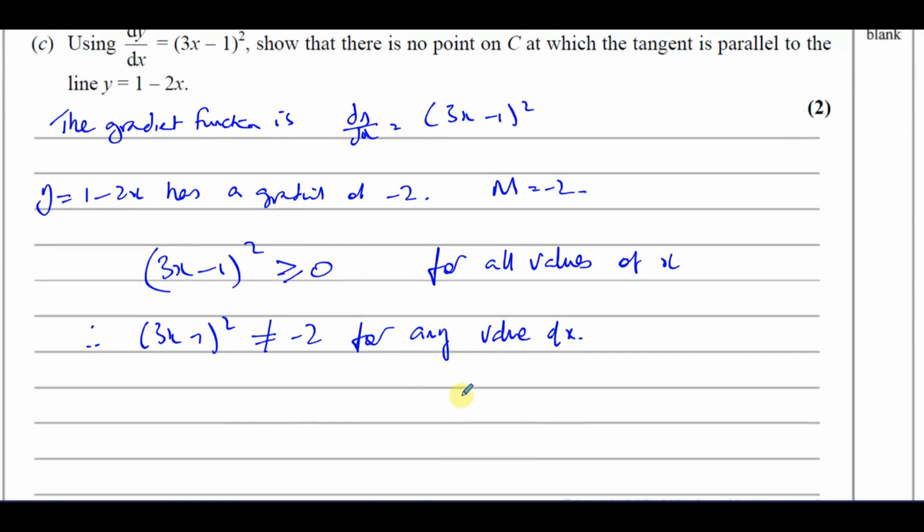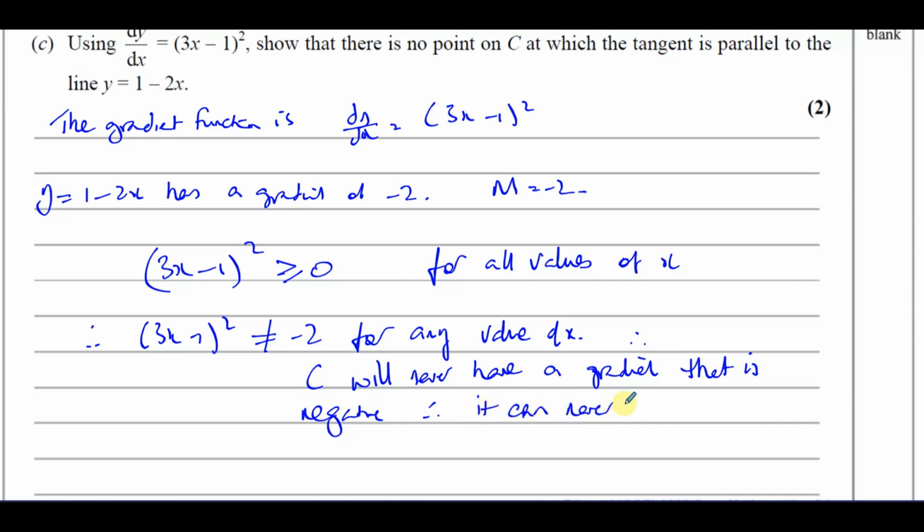So therefore, we can say that the curve C will never have a gradient that is negative. Therefore, it can never be parallel to y equals 1 minus 2x. Okay, so that's a simple little 2-mark question where you have to think a little bit.